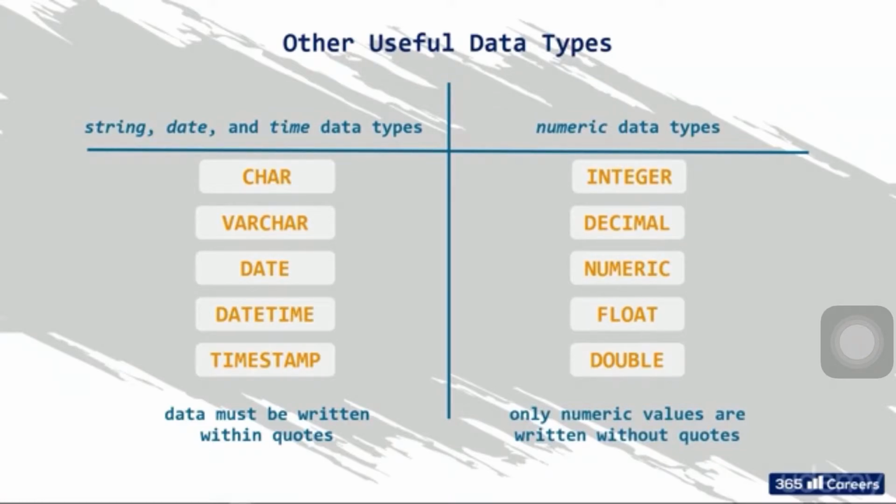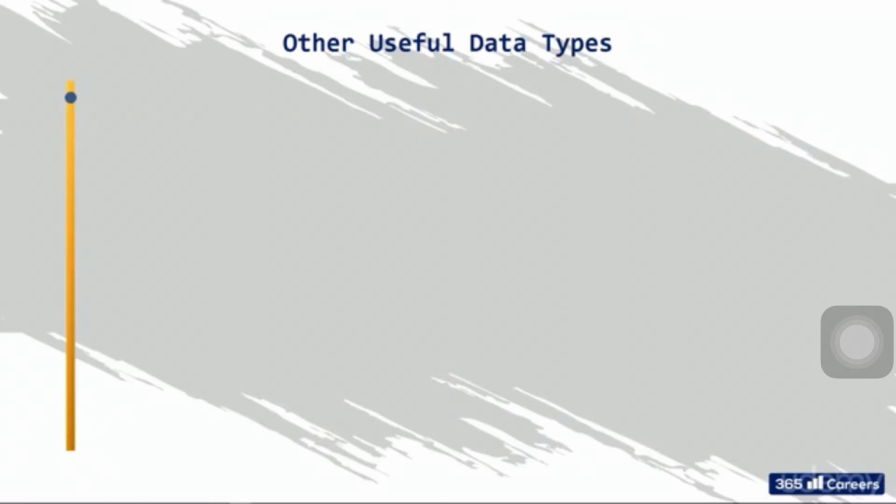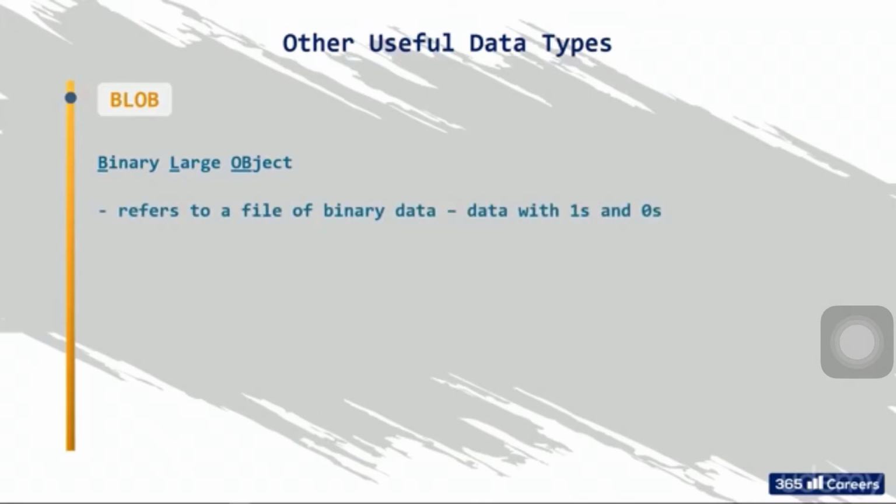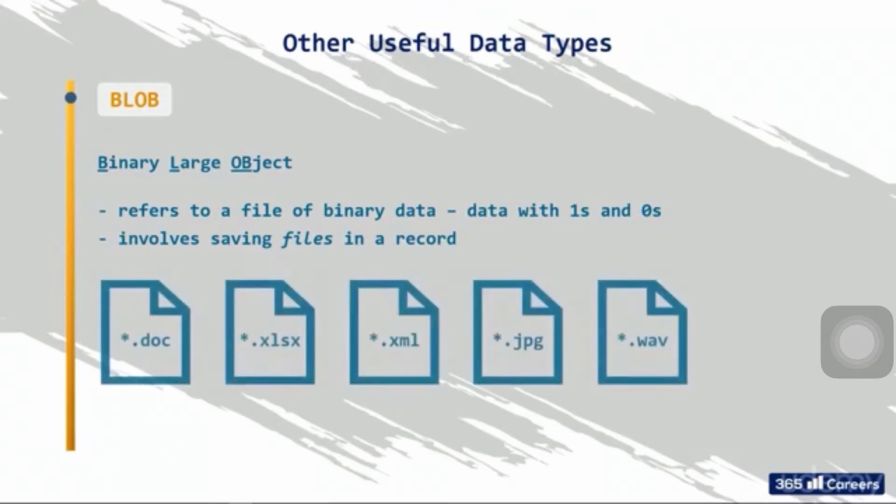Another useful data type we'll cover in this lesson bears the name blob. It is derived from binary large object, referring to a file of binary data. Data with ones and zeros stored as a single entity in a relational database management system. Put simply, this data type involves saving files in a record, as opposed to saving data values. Typical file formats that fall under the blob category are doc, XLSX, XML, JPEG, media files, and more.